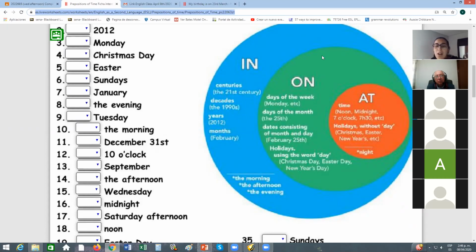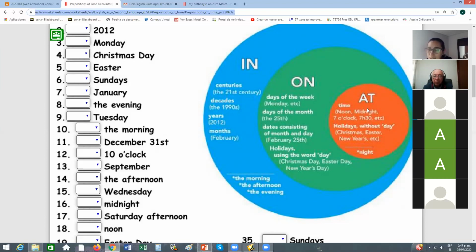Memorize it. On: the days of the week, days of the month in general, I mean the dates in general, February 25th, for example. The holidays, but pay attention here, no? Holiday represents festivo, día festivo. But in this case, using the word day, se usa la palabra day al final. Christmas Day, Easter Day, New Year's Day. We use preposition on, okay? So keep in mind that important relation.